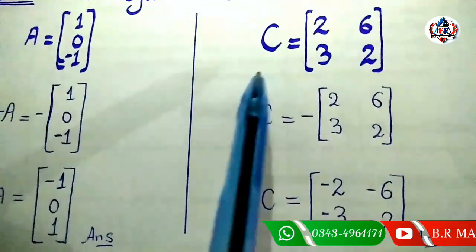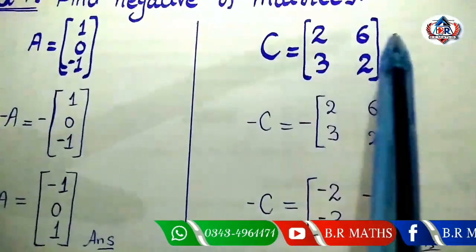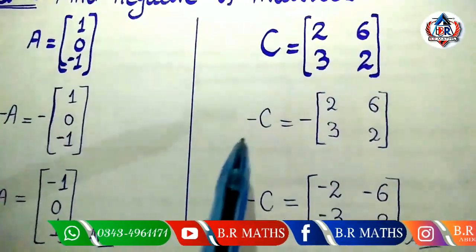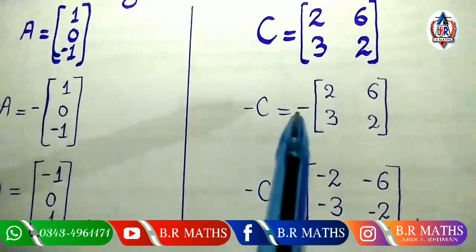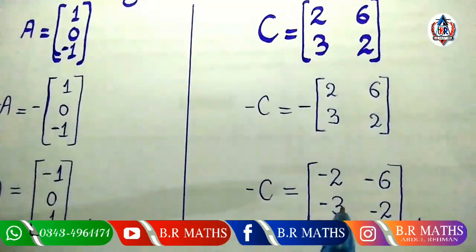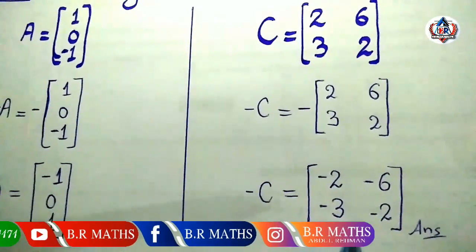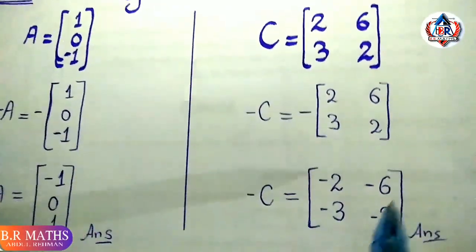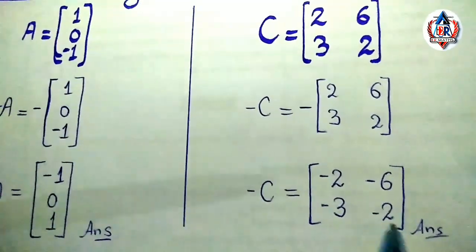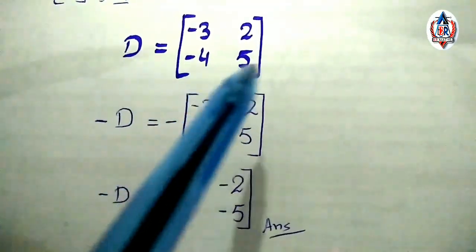And the next question, C, 2 6 3 2. Firstly again take the negative sign on both sides, and then apply this negative sign inside, change the sign of all entries. 2 6 3 2 becomes minus 2 minus 6 minus 3 minus 2. Minus 3 2 minus 4 5.